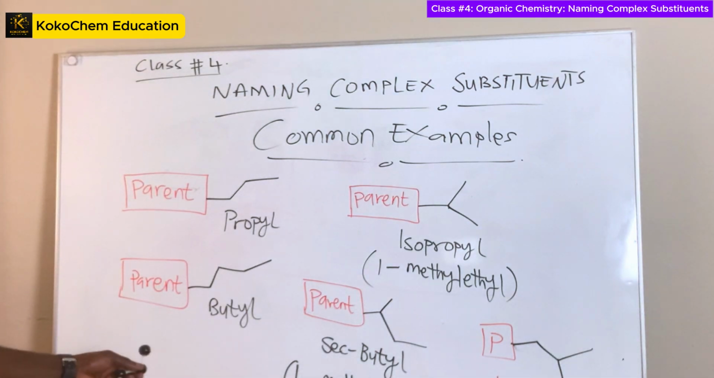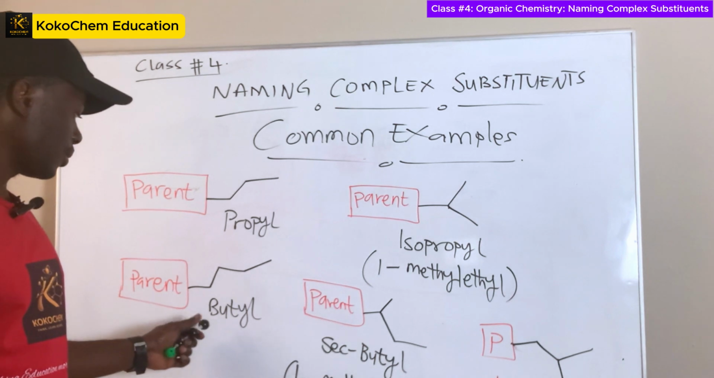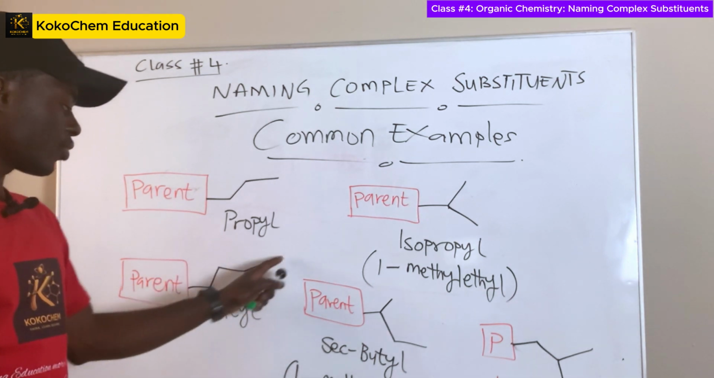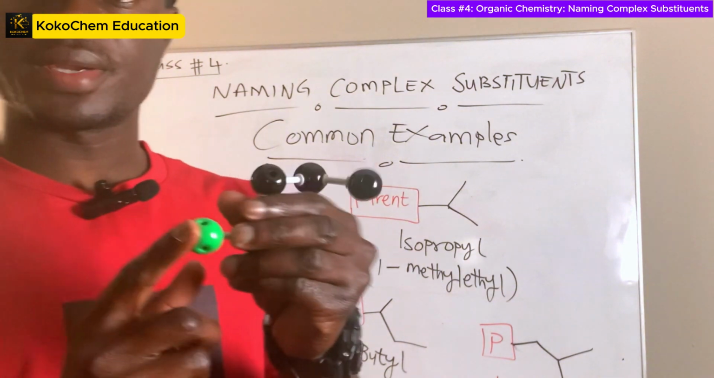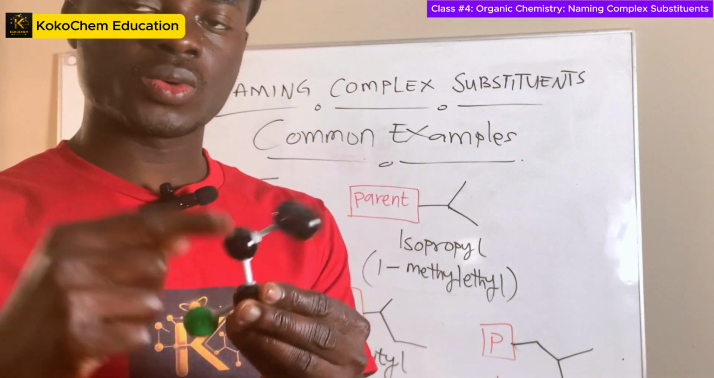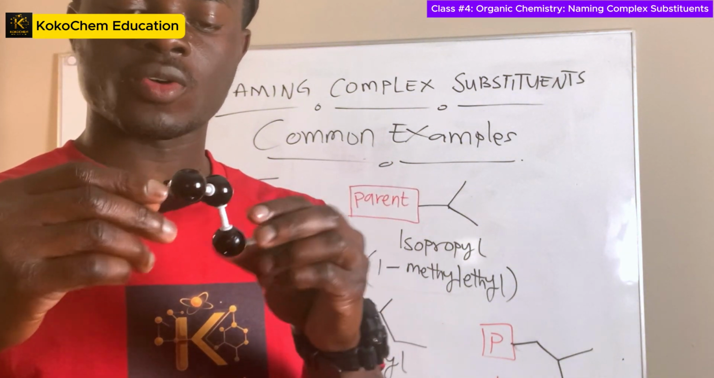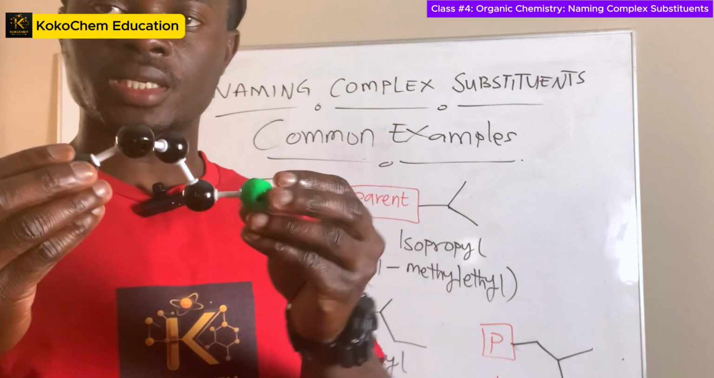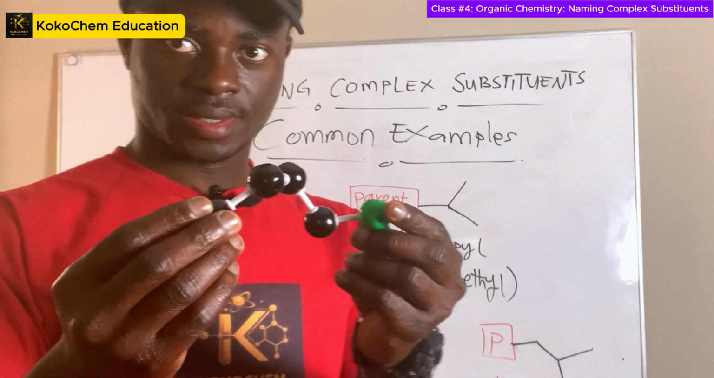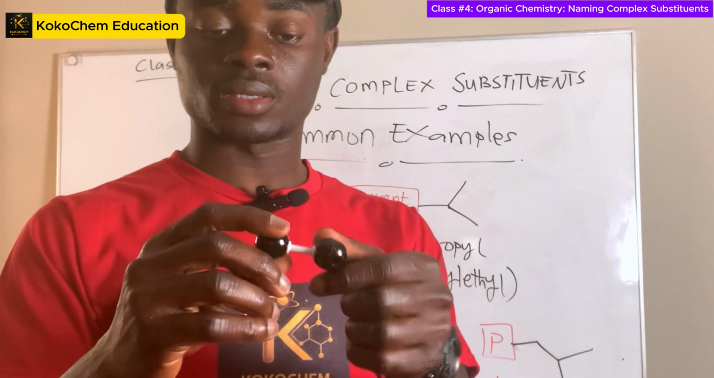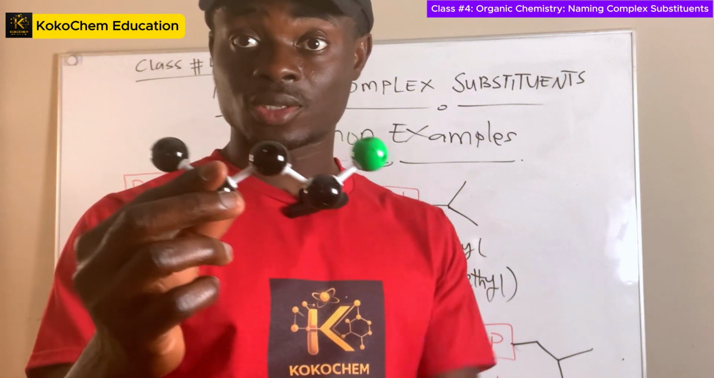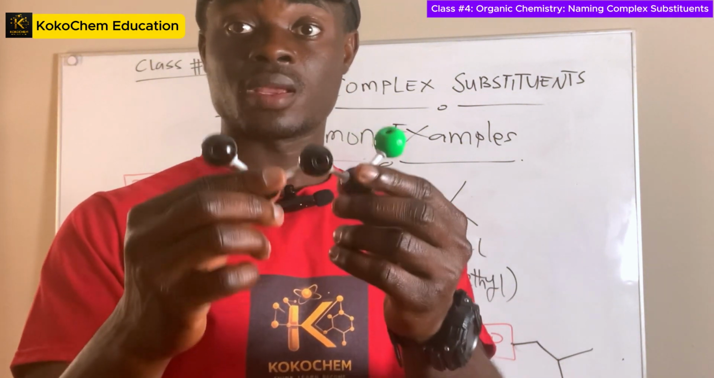So let's take 4 carbons: 1, 2, 3, 4. The green one will be the parent. So 1, 2, 3, 4: it will be 4 carbons in a straight chain connected to the parent. So it will be but, then add YL: butyl. Continuous 4 carbons attached to the parent. You will say it will be butyl.